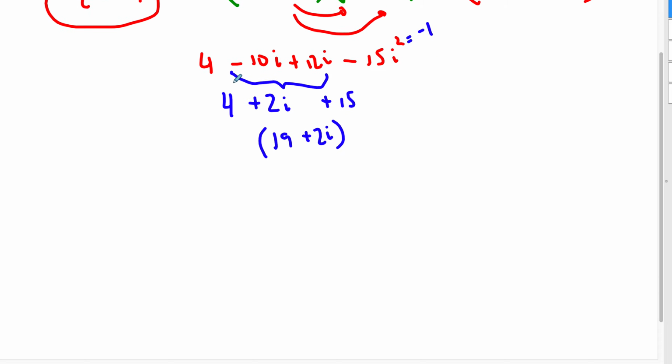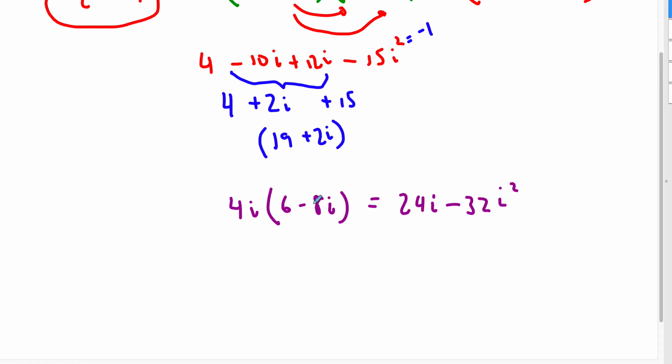Now you may see this in some slightly different variations, but it's still the same idea. Let's say we take 4i times 6 minus 8i. Well, you still distribute. 4 times 6 is 24i. 4i times a negative 8 is negative 32. i times i is i squared.